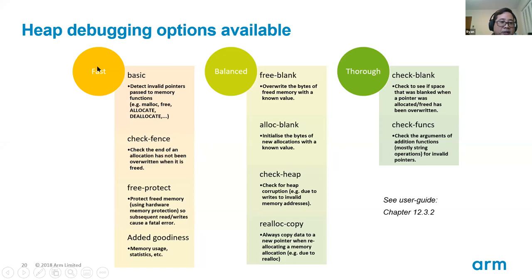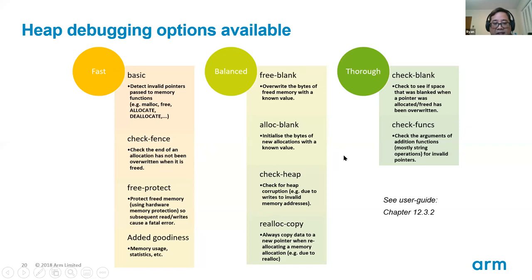But as you go from left to right on the slider, it's going to come with a cost. Typically it's going to use more memory, and it's going to take a little bit more time. Usually balanced is the best option to use if you suspect that there's a memory bug, because fast may not catch all of the memory errors.